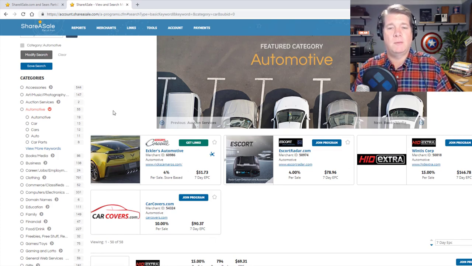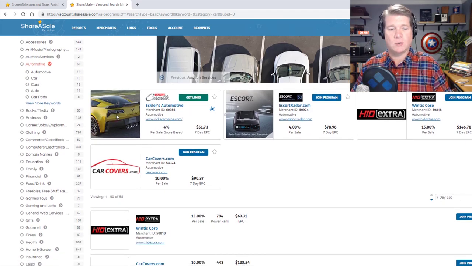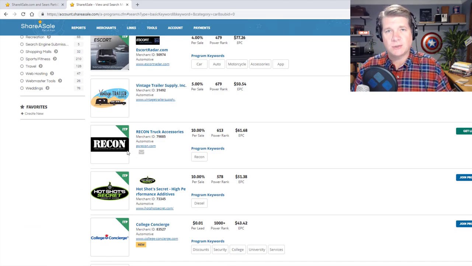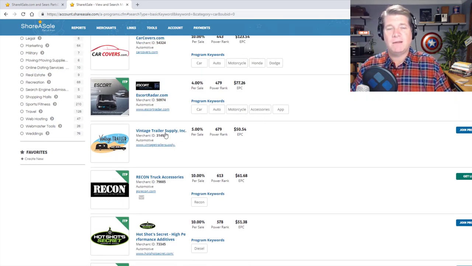So if you are in the automotive industry, if you are a gearhead, if you like this type of product, you have buyers that are ready to buy Corvette products or car covers, or scroll down, even Recon truck accessories. That's another one of ours. If you've got customers that love those types of products, this is where you find those programs, and then you look and you see how well they're doing. You look at the percentage of sale, you look at the EPC, you look at their power rank, and you see who manages them. And I think that's the most important.